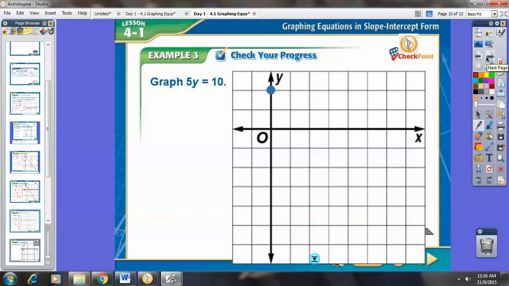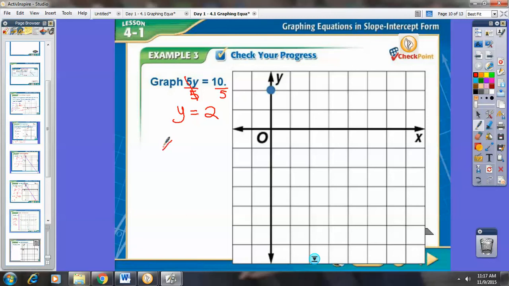Let's try one that looks like this. 5y equals 10. Okay, for this example, let's go ahead and solve for y. Divide both sides by 5. Put it in slope-intercept form. Y equals 2. Now it looks different than we're used to seeing for slope-intercept form because we don't have x. That's okay, we can still graph this.